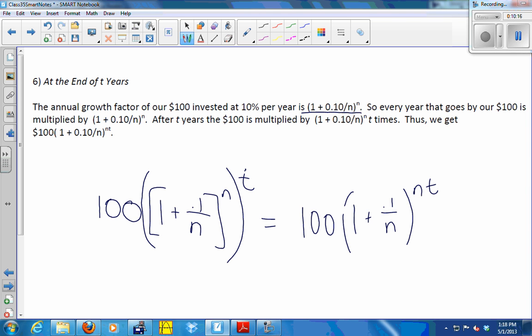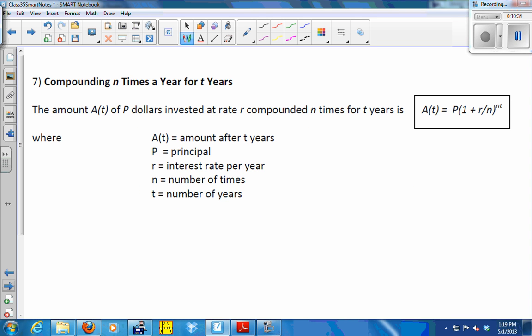And I can generalize this. My $100 is my principal. I could replace that 100 with any amount that I put in the bank. And I can replace this 0.1, that's my annual interest rate. I could replace that with whatever interest rate the bank is advertising. So I can generalize this formula to this thing right here. Principal times 1 plus the interest rate over n raised to the nt. And r is the interest rate per year as a decimal. You just change it to a decimal first before you put it in.